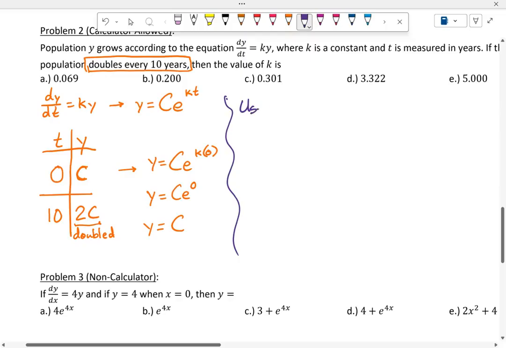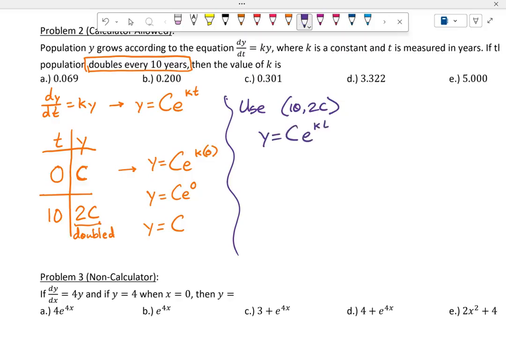So we're going to use our 10 comma 2c. So we have our equation, y equals c e to the kt, solving for k. Remember, that's what we're wanting to do, the value of k. So let's plug that in. That would be 2c equals c e to the k times 10. So what is our first step to solve? I can't log it yet. What do we have to do before logging?